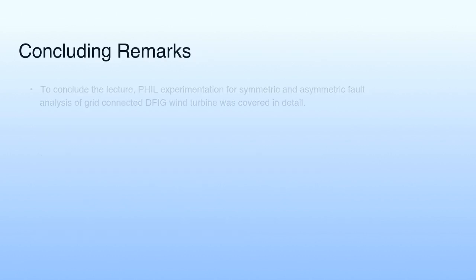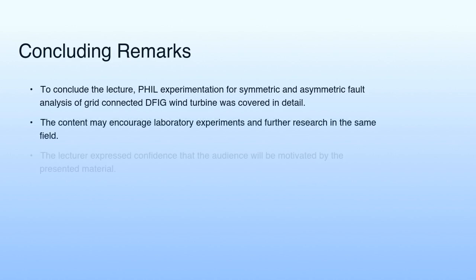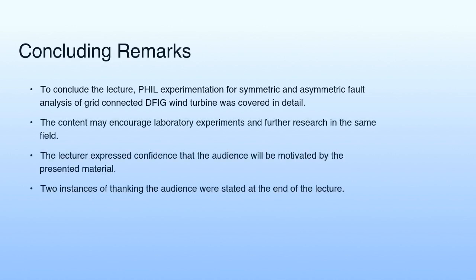The PHIL setup enables comprehensive analysis of DFIG wind turbine behavior under various grid disturbances, including symmetrical and asymmetrical faults. The results demonstrate that asymmetrical faults greatly influence the transient response, with twice the flux variation, drastic speed changes, increased converter current disturbances, and significant fluctuations in active and reactive power injection.